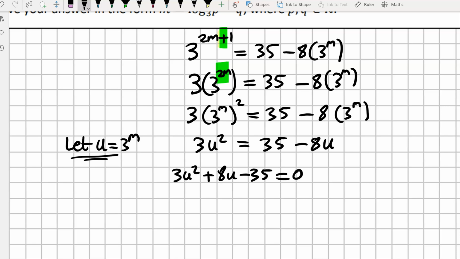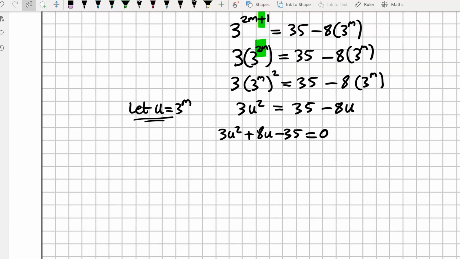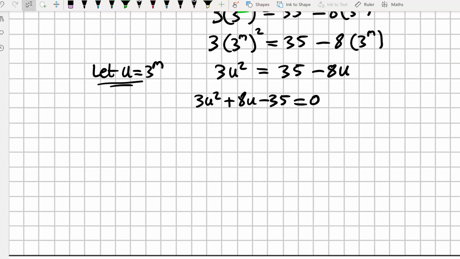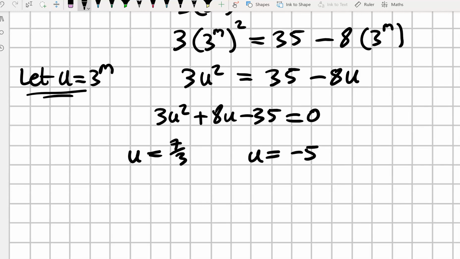Finally, we get 3u squared plus 8u minus 35 when we bring it all to one side, which is exactly the same as the equation we have in the first part, but instead of x's, we have u's. So we know the solution for u, and we're going to know the solution for the second u. Now, we can sub back in 3 to the power of n.